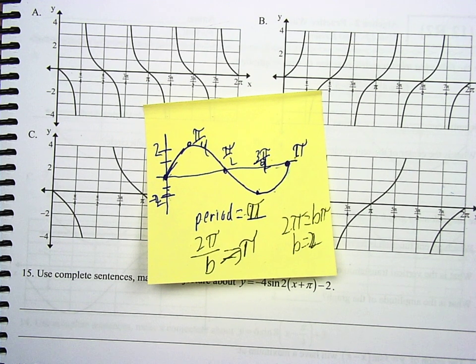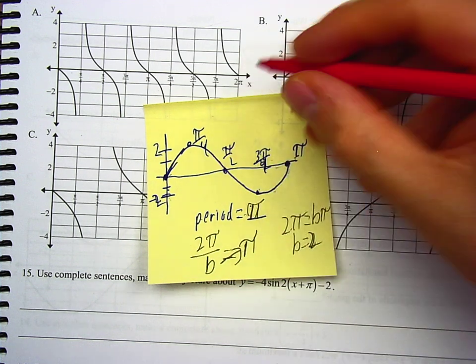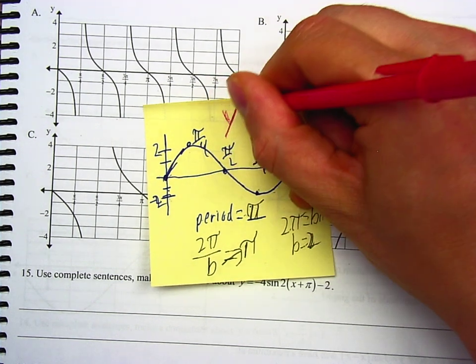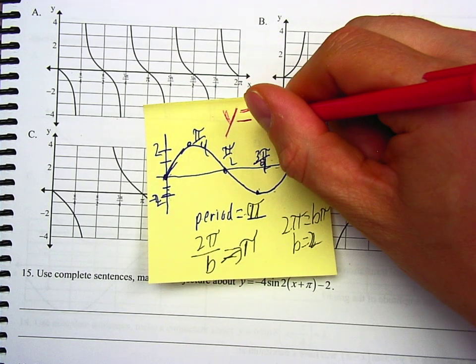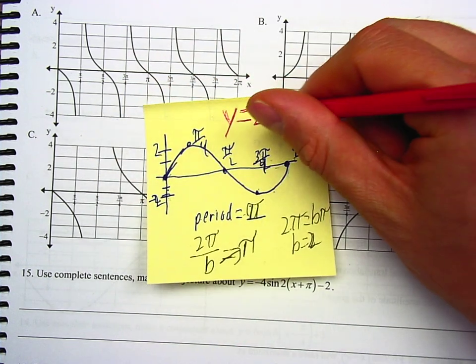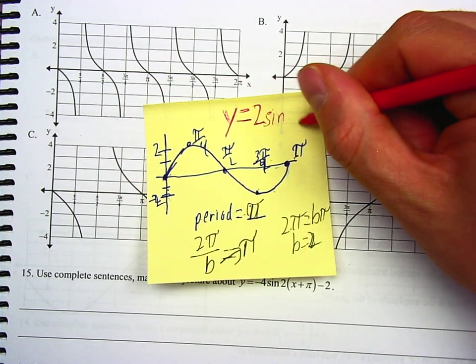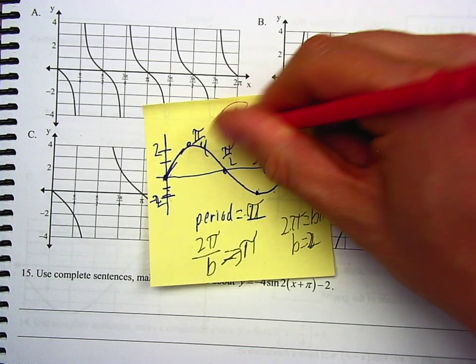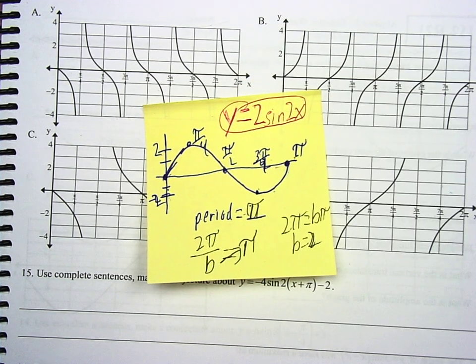Well, my equation would be y equals, the amplitude is 2, up and down 2, sine, the period modifier is also 2x. I'm not asking you anything about the phase shift or the vertical shift on this question, just the period modifier.